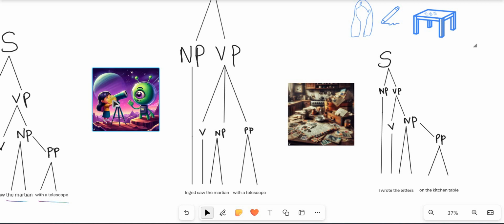Ingrid saw with the telescope the Martian. Ingrid saw the Martian with the telescope. It is Ingrid who sees the Martian through the telescope. So here the act of seeing is done with a telescope. So here saw him with the telescope is the closest relation, right? They are closely connected with each other. So here the prepositional phrase is connected directly with the verb phrase.